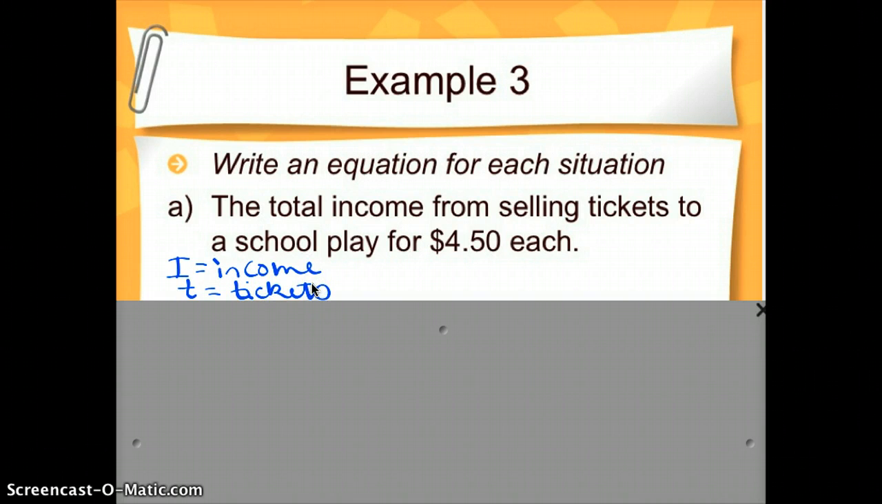If I'm thinking about this problem, I know that when I sell just one ticket, I make $4.50. When I sell 5 tickets, I'm going to have to do $4.50 times 5. When I sell 23 tickets, I'm going to have to do $4.50 times 23. So it looks like to find an income, I'm always multiplying $4.50 by the number of tickets. So therefore, I'm going to say that the income is $4.50 times T, and I'd write that I equals 4.50T, or if you want to be even smarter and lazier, it might be good to say I equals 4.5T.